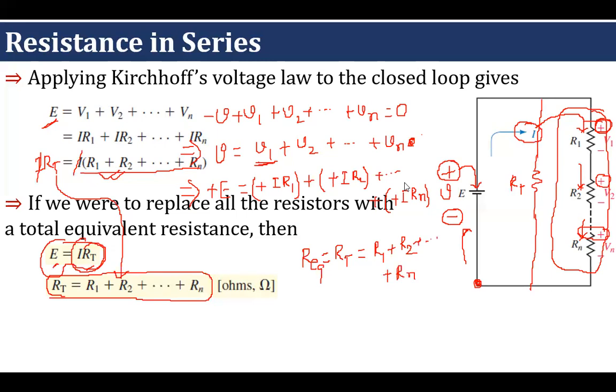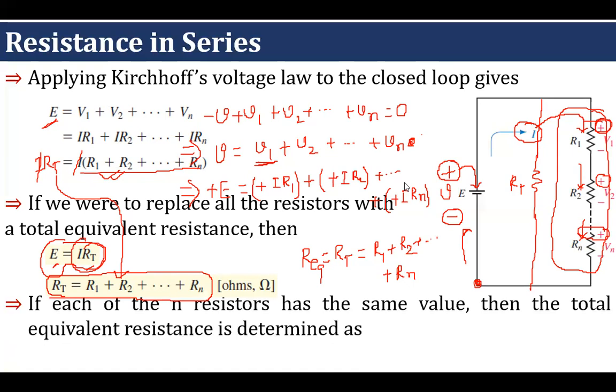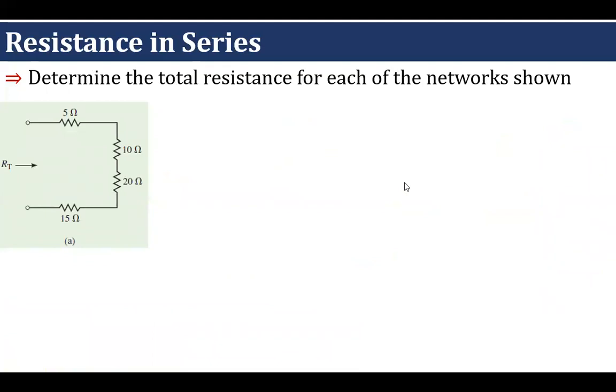If each resistor of n resistors has the same value, then the total equivalent resistance RT will be equal to n times R. Why? Because we have to add R n times, and so it will be equal to n times R. So after understanding this concept, let's solve this numerical.